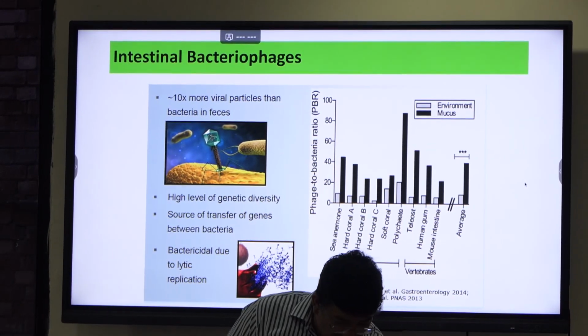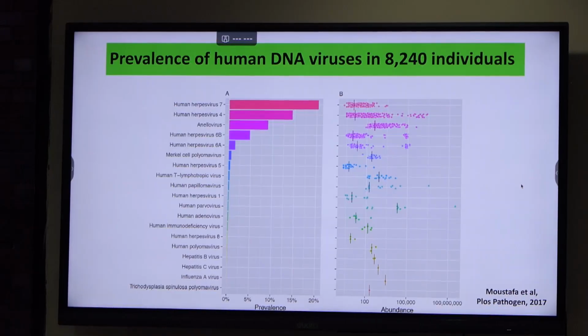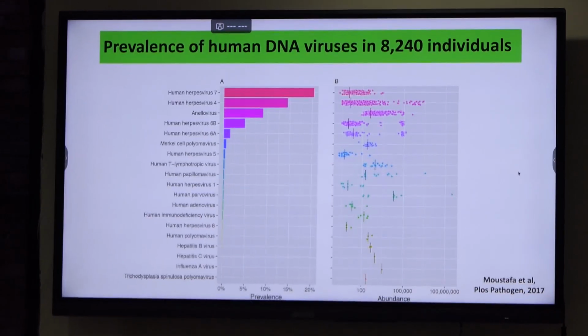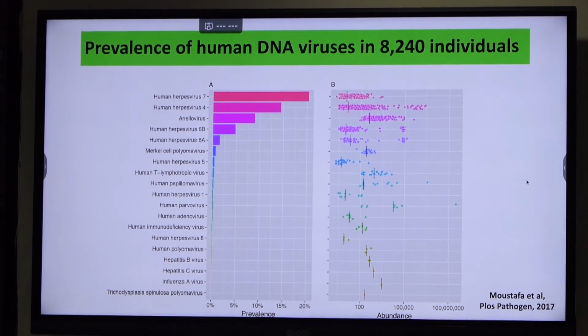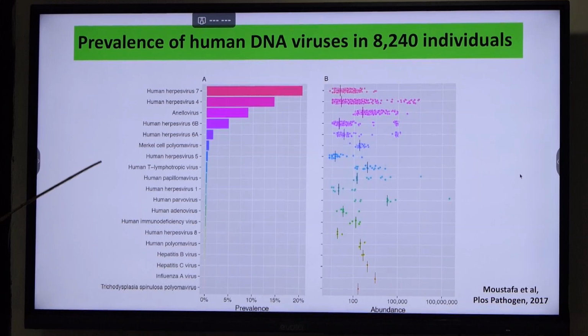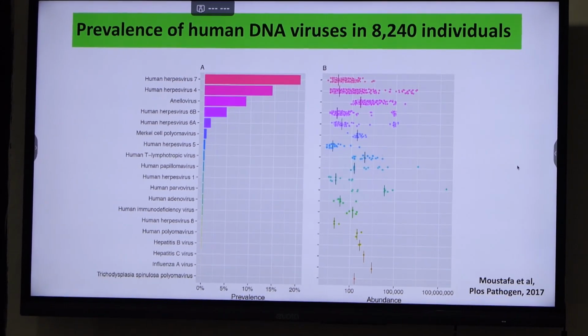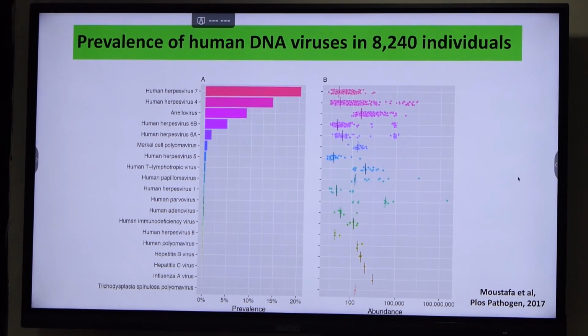But when you look at the prevalence of human DNA viruses, the study was conducted in 2017. The prevalence of human DNA viruses in 8,240 individuals. You see that so many different viruses were reported. This is the prevalence. You see that? It's interesting to know.